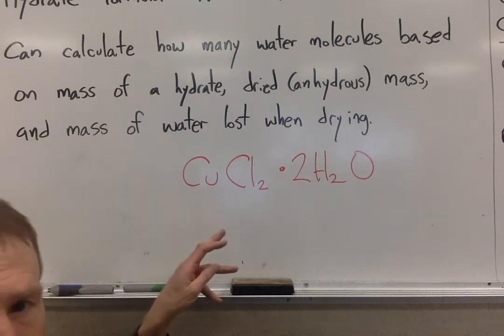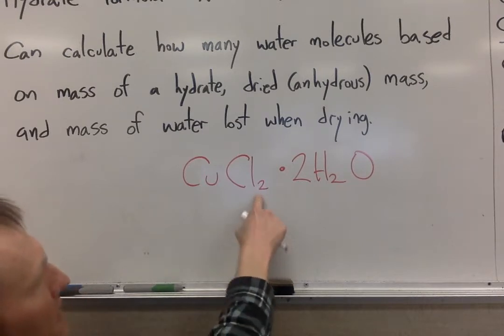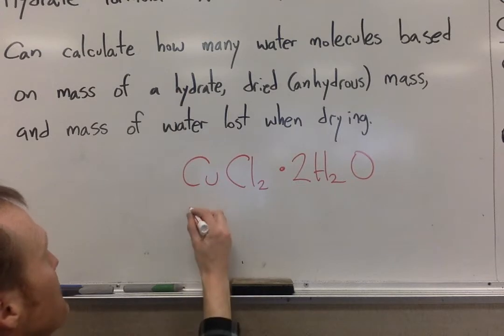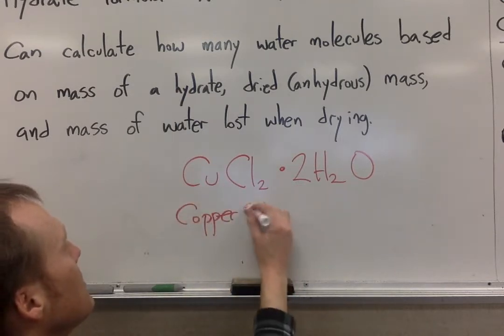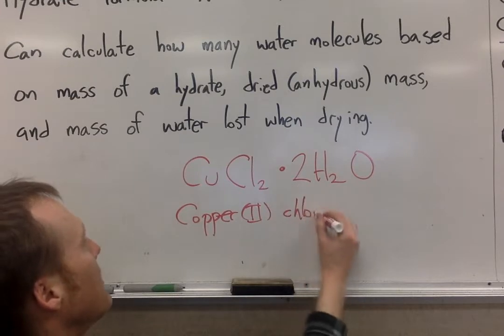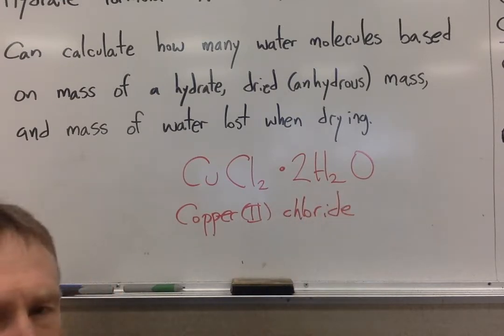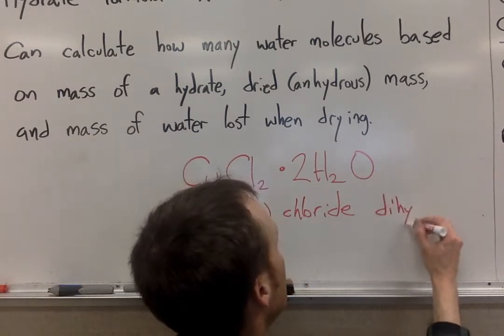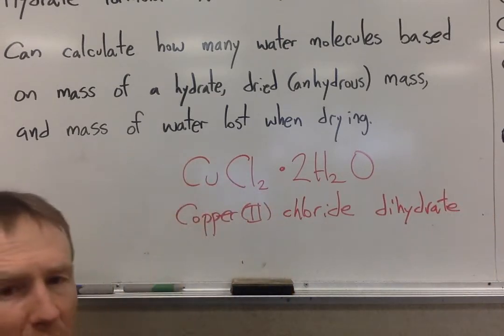You will, I think, remember that the chloride ion has a -1 charge. There's 2 of these chloride ions here. This means that this copper has to have a +2 charge. We call this copper(II) chloride. But there's also water locked into the crystal structure. So we call it also a dihydrate. The di means 2, the hydrate means water.